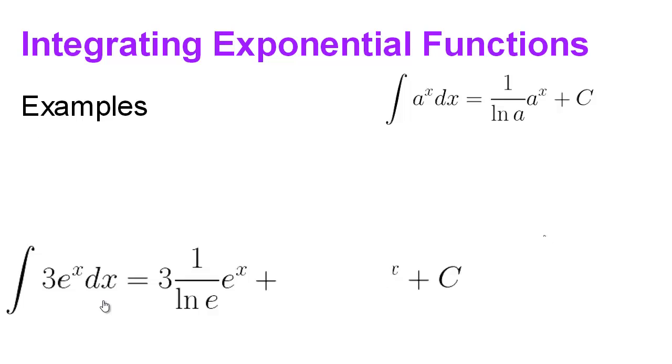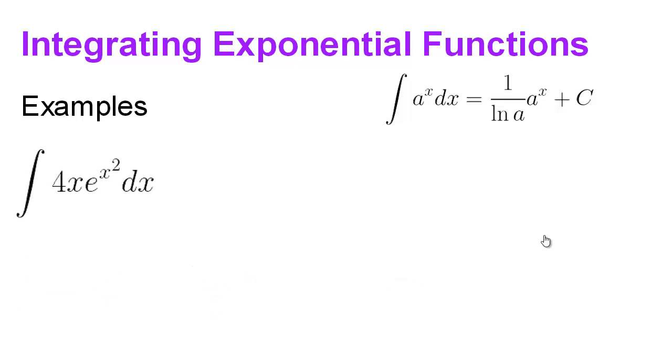So the integral of 4x e to the x squared dx, we've got a little bit more complicated situation here. So now we're going to use that rule that the integral of a to the u du is 1 over the natural log of a times a to the u plus c. So for this to work, though, we have to have u as a function of x, and then we have to have that du part in there. So let's look at it.